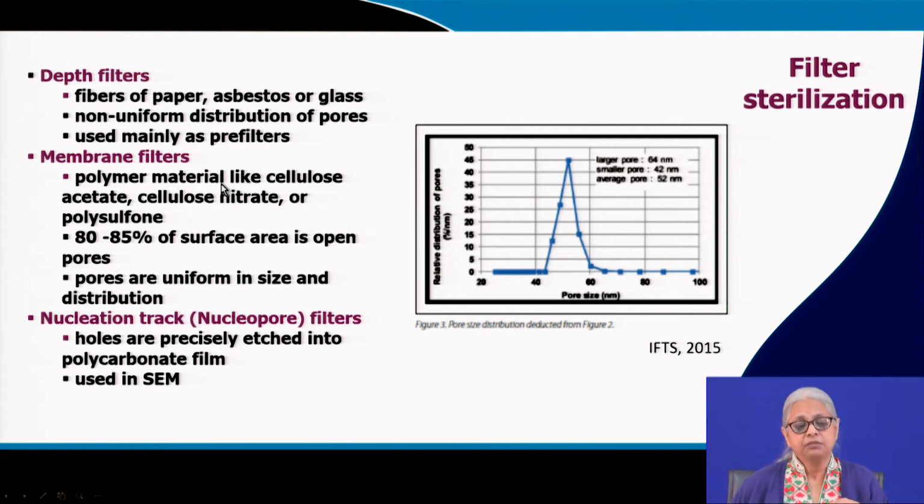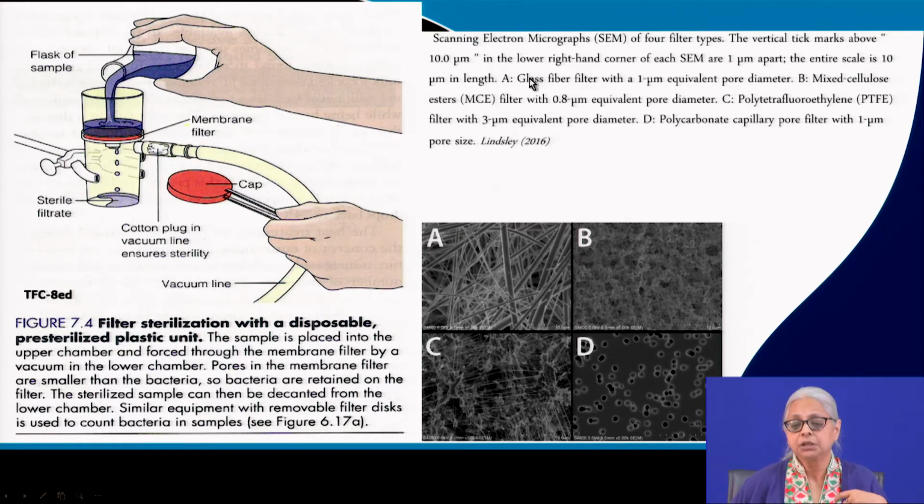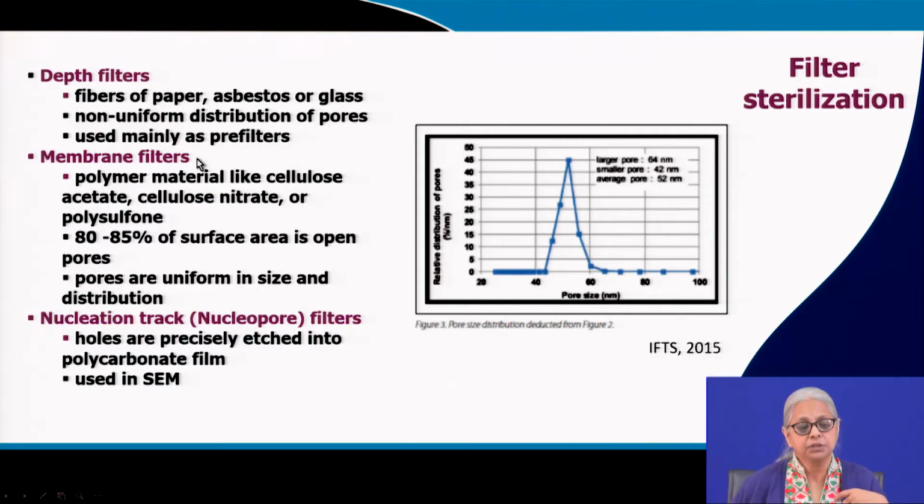Then we come to membrane filters. You have polymeric materials just like the ones I've shown over here. You have the mixed cellulose esters and the PTFE filters. So these are the membrane filters made out of synthetic polymeric material, cellulose acetate, cellulose nitrate, polysulfone. These are examples of membrane filters that are available in the market.